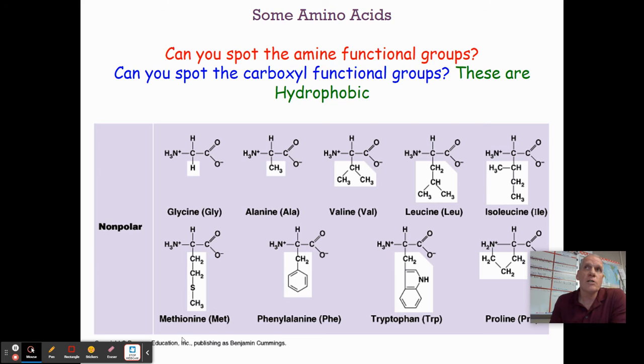Okay. So, let's look a little bit at some different types of amino acids. Remember, I said there were 20. And as we can see, these are all non-polar amino acids. But let's look at it. Here's our amine group.